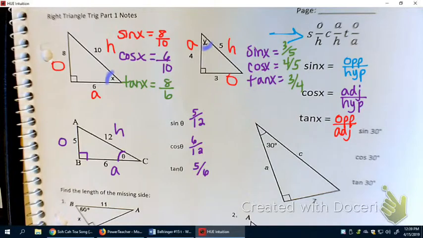Okay? Alright, so looking at the next triangle, notice that they gave me an angle and they gave me one side. Basically what we're going to be doing is finding the other sides. But for now, we're just going to set it up because that's the way they have it written. Start with the angle they have and label the sides, and then label that over there.